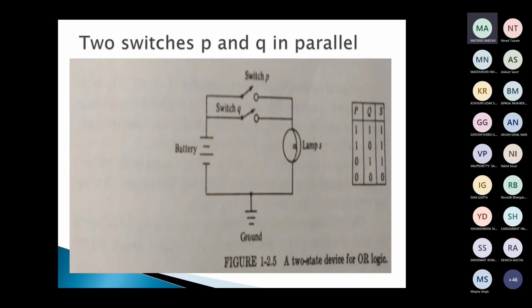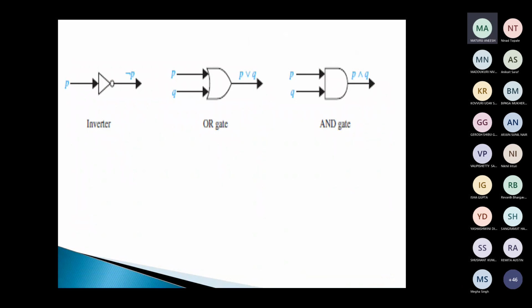So we have seen two switches in parallel. So these are all the symbolical notations, right? So this denotes what? If there is an element or a thing P, to negate it, what do you use? What is this actually called? It's called logic gates. So it's called an inverter gate or negation gate, you can call it.